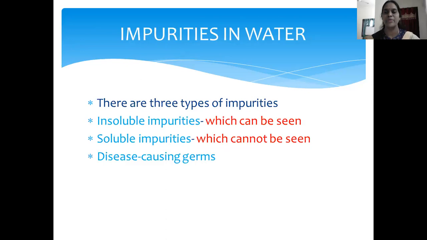Okay, so let me go for the next. What are soluble impurities? Soluble impurities are nothing but those which cannot be seen. We cannot see soluble impurities. For example, I took one glass of water. I added 1 teaspoon of salt. So again I started stirring. When I'm stirring, slowly the salt will dissolve in the water. Now you see, can you see the salt here? No. Why? Because salt already dissolved in the water. So this is nothing but soluble impurities.